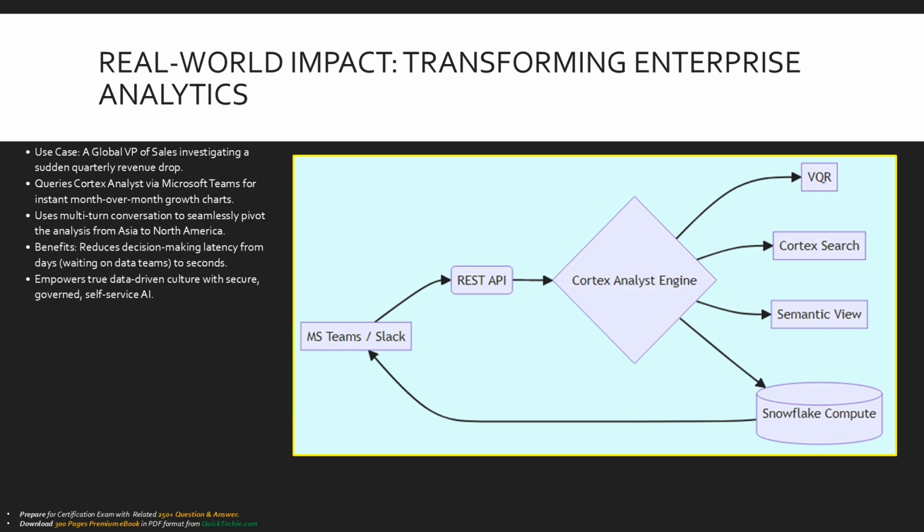Here is our final, end-to-end enterprise architecture summarizing everything we've learned. The VP of Sales interacts via Microsoft Teams or Slack, which acts as the simple presentation layer. This client sends the natural language request to the Cortex Analyst REST API. Behind the scenes, the full agentic AI workflow orchestrates the request.